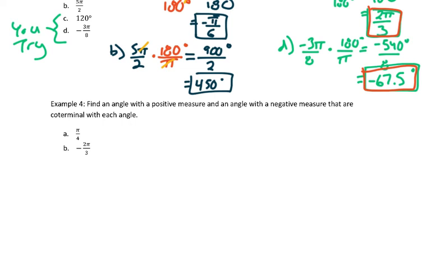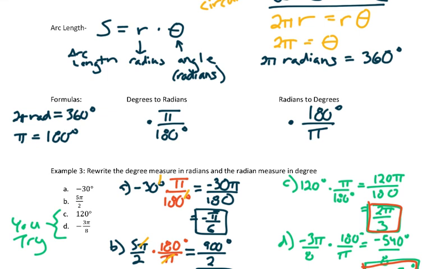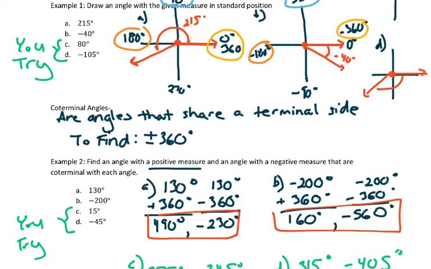All right, so find an angle with a positive measure and an angle with a negative measure that are coterminal with each. Okay, so we did coterminal already. Remember, it has the same terminal side, so it started and ended in the same spot. What we did is we added and subtracted 360. But now we're given these measures in radians. And if we remember, in radians, 2 pi was the same thing as 360. So I'm going to go back and update my coterminal from the previous page. To find them, you're going to add or subtract 360 degrees, or add and subtract 2 pi.